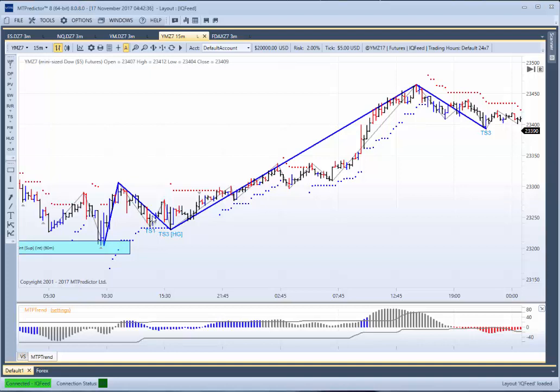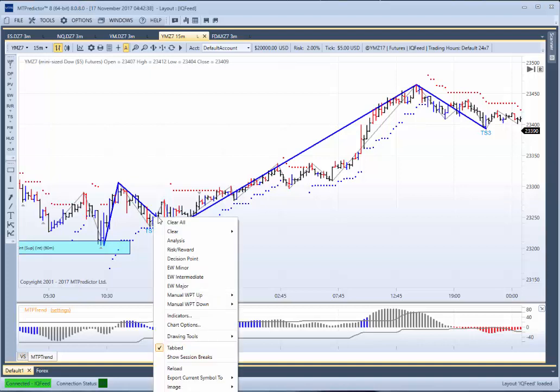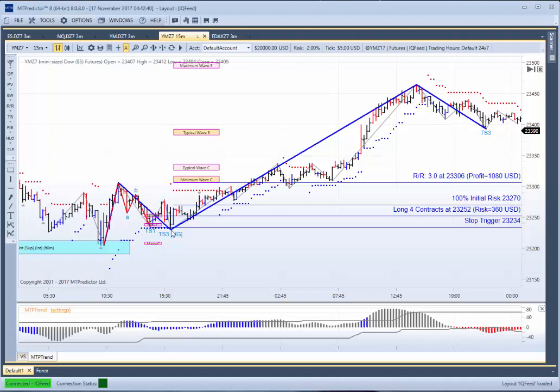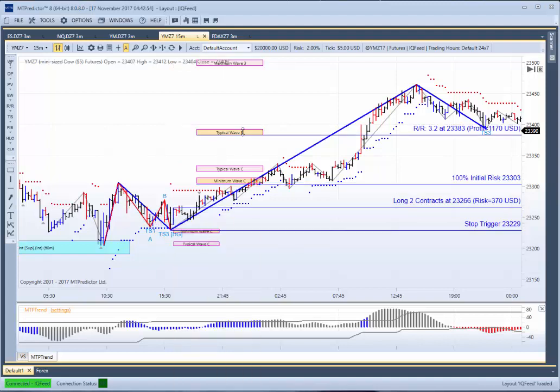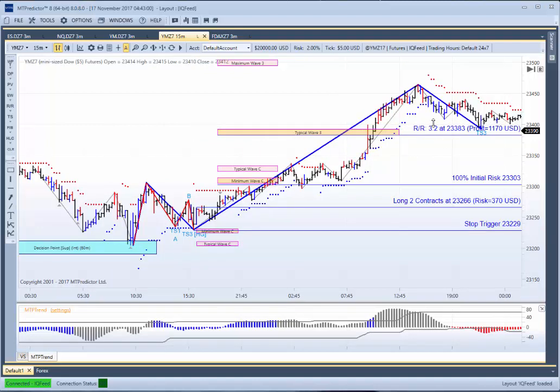So if I right mouse click, do analysis, this would have been actually a losing trade. But because we use position sizing, this loss would have been kept small at what we call 1 risk unit or 1R. So when the next trade came through, which would have been off here, that would have gone up to the typical wave 3 WPT, which would be slightly lower than it was on the ES. Here the profit would have been 3.2R.